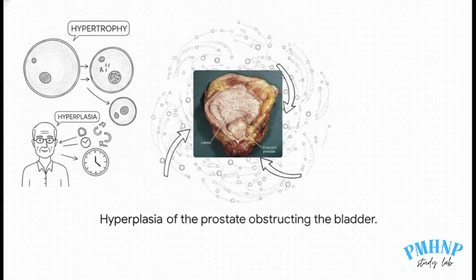Unlike hypertrophy, which just increases cell size, hyperplasia increases the actual number of cells. It requires the cells to undergo mitosis. This is the exact literal mechanism behind benign prostatic hyperplasia, or BPH. The cell number increases so dramatically in response to age-related hormonal imbalances that the enlarged prostate actually protrudes right into the lumen of the bladder.